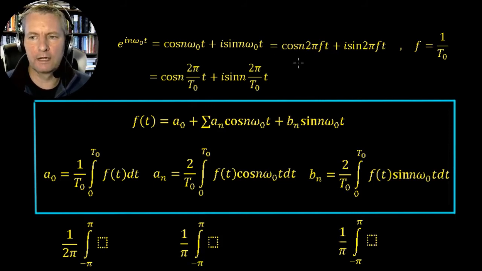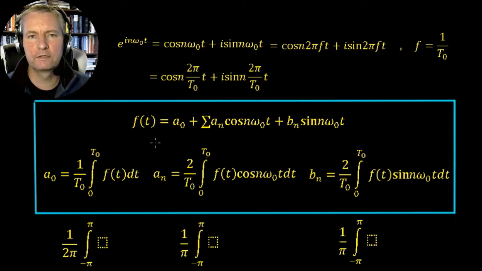But we can expand this out. We can write it as cos n 2 pi f t plus i sin n 2 pi f t. And we know that frequency is 1 upon the period, and the period is t naught. So that can be written as cos n 2 pi upon t naught t plus i sin n 2 pi upon t naught t. Again, the 2 pi upon t naught are the scaling factors which allow us to represent a function of any period, in the same way as in the last slide we had 2 pi upon L, where L was the period.